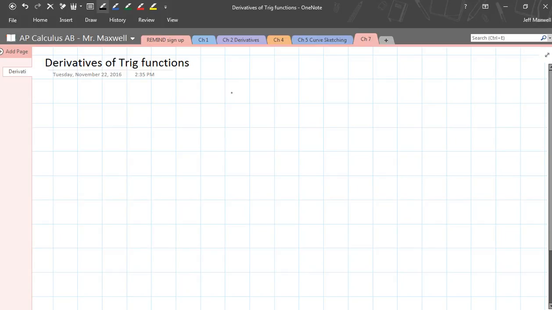All right, so Chapter 7 is what we're looking at in our Stewart textbook, the red Stewart text. We're going to take a look at trigonometric functions and their derivatives. So what I want you to do is draw a little sketch of the sine function.